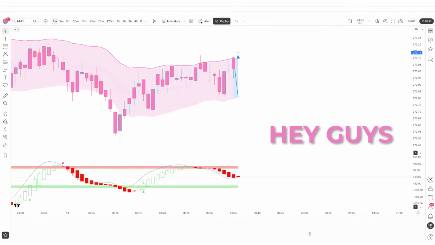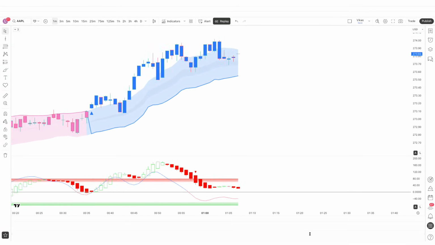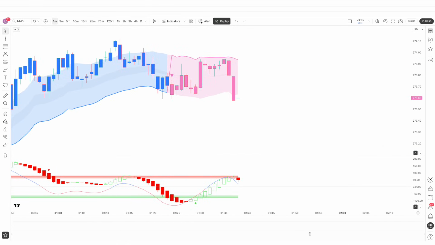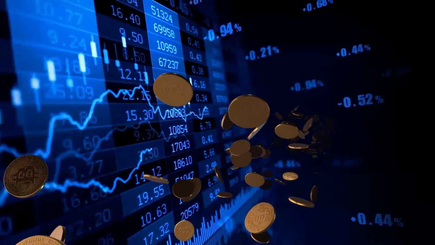Hey guys, today's market is not short of problem indicators. The problem lies in understanding the right indicators. Successful traders don't use any magic or secret formulas. They simply focus on one thing, price action.